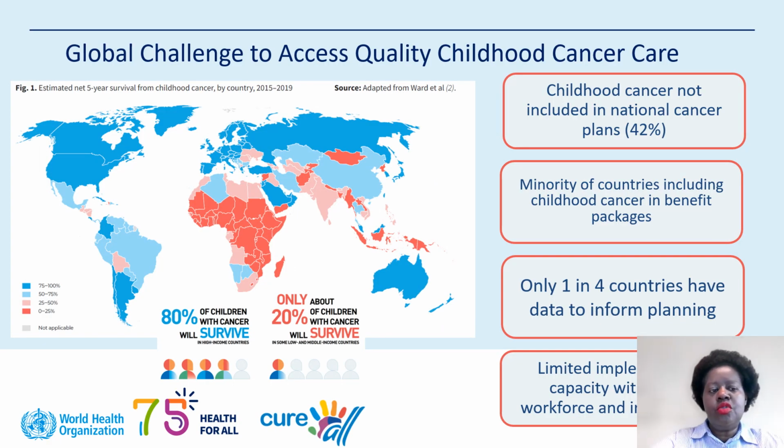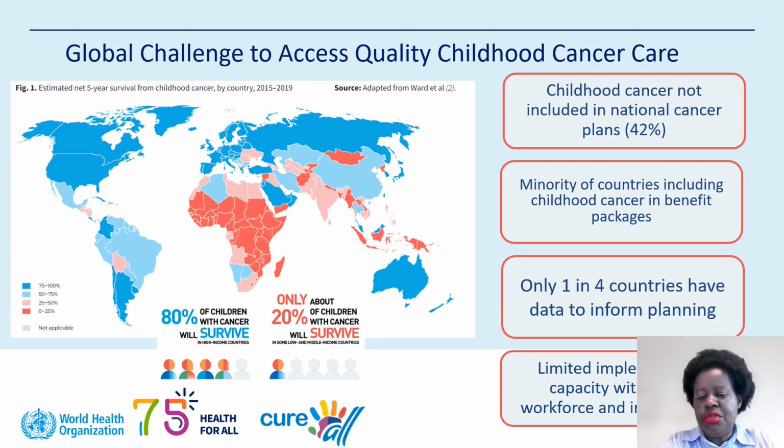This slide is talking about the global challenge to access quality childhood cancer care. You can see the issue: 18% of children with cancer will survive in high income countries, compared to only about 20% in low to middle income countries. From studies that have been done, childhood cancers are not included in the National Cancer Control Plan in about 42% of countries. A minority of countries include childhood cancer in their benefit packages.